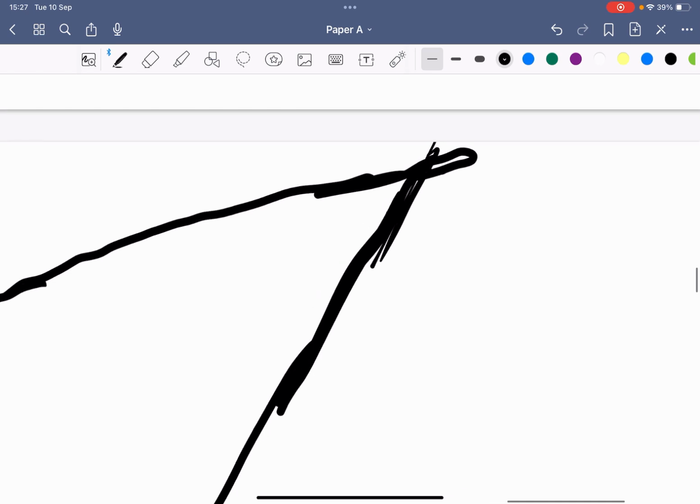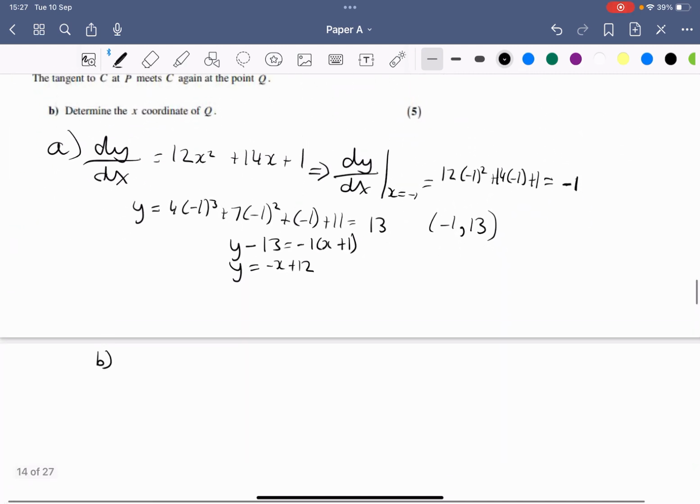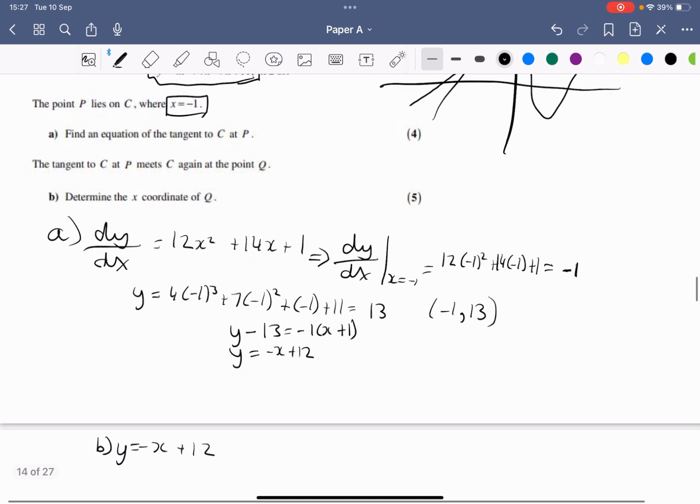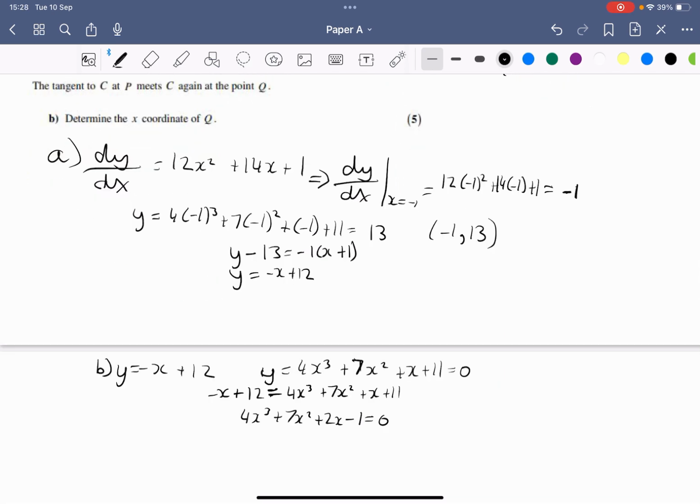Here, we can't use the information of differentiating. Okay, however, we do have the equation of the tangent, which is -x plus 12, and we also do have the equation of the curve. And from here I can set them both equal to each other to get, and if I type this into the equation solver, I get, okay, so I get x equals -1 and x equals 0.25.